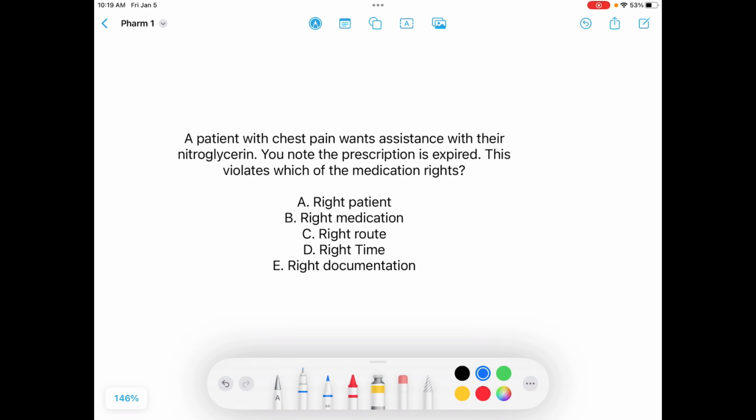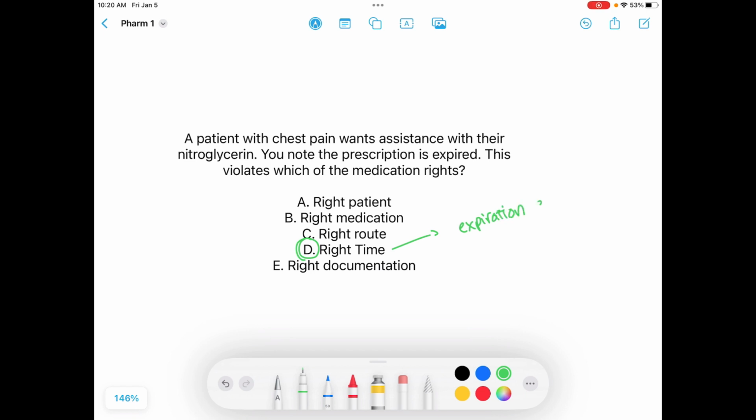Next question, a patient with chest pain wants assistance with their nitroglycerin. You note the prescription is expired. This is a violation of which of the following medication rights? A, right patient, B, right medication, C, right route, D, right time, or E, right documentation. Take a moment, think of an answer. And here we're thinking about D, right time. Right time is referring to an expiration date usually.